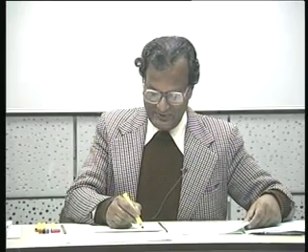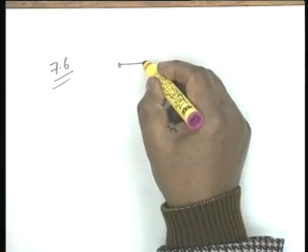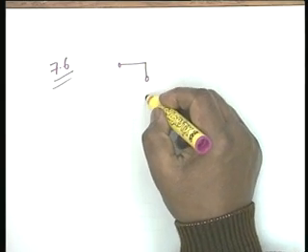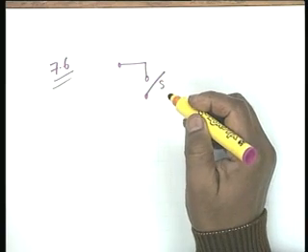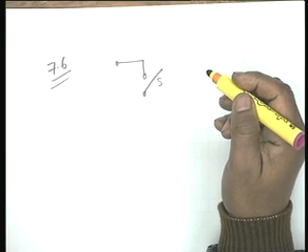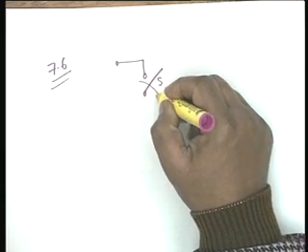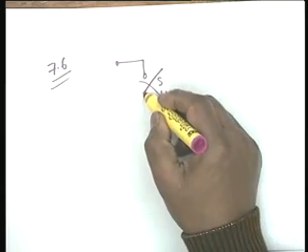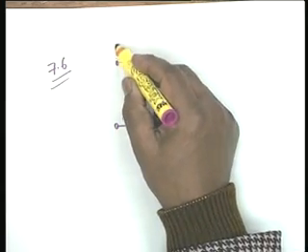Our next problem would be 7.6. 7.6 concerns this circuit. A switch S, which is opened at t equal to 0, and there is a current source here, I of t.